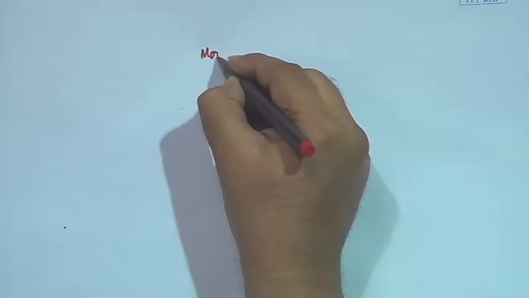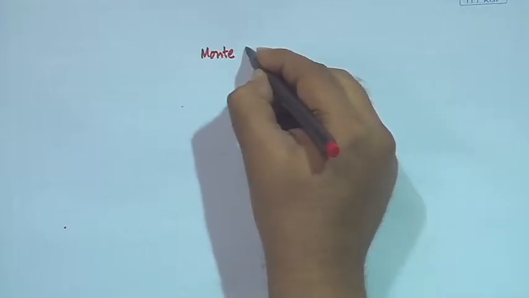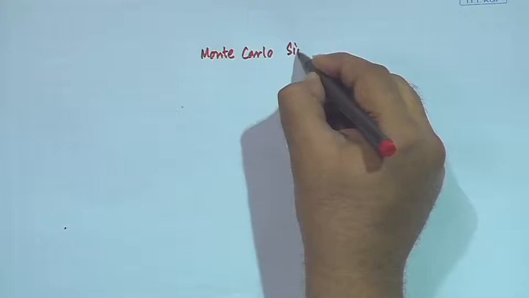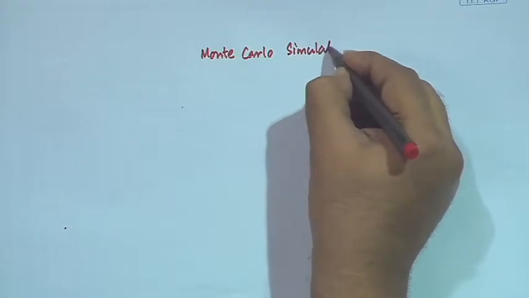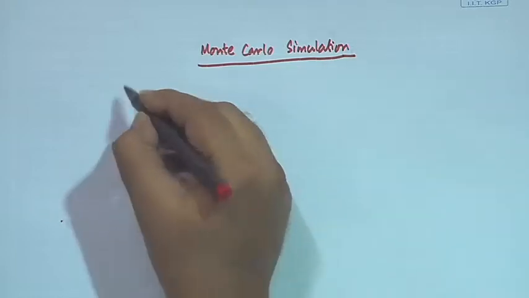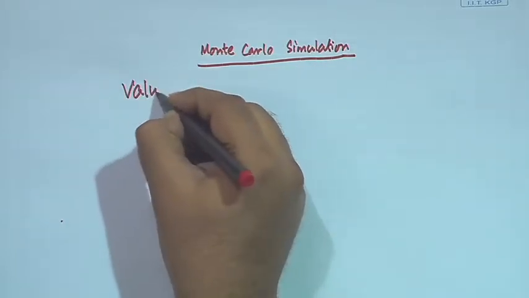So, what is really happening in Monte-Carlo simulation? In Monte-Carlo simulation, let us take an example. Suppose we need to find out the value of pi.